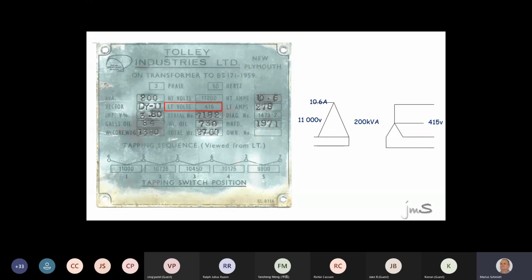All right? Now, look at this one. What is that 278? That is the current in the secondary. Now, guys, do you agree it's 278?